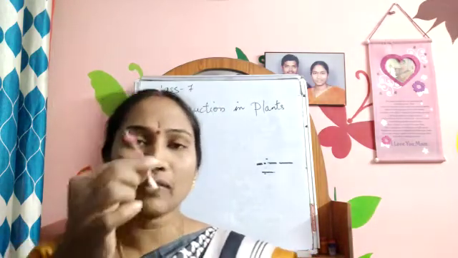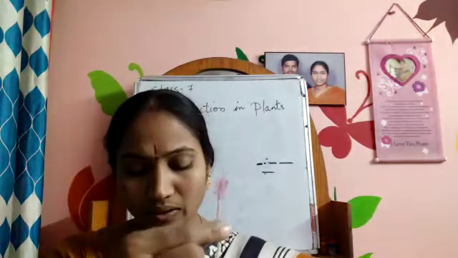How many stamens do you see? There is a bulb-like structure at the top of each stamen. That is called the pollen sac or anther. So here we have only one. In Datura, it is different.